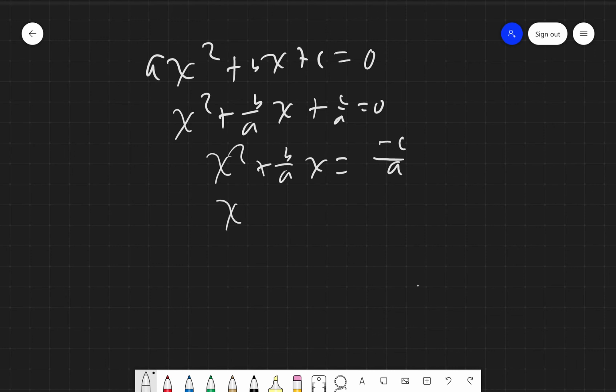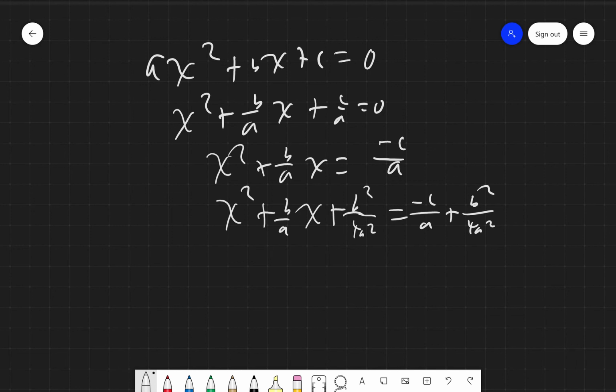We can add b squared over 4a squared, I think. Wait, hold on. Yeah, we can add that to both sides. Then we factor this side as a perfect square to get x plus b over 2a squared still equals this.